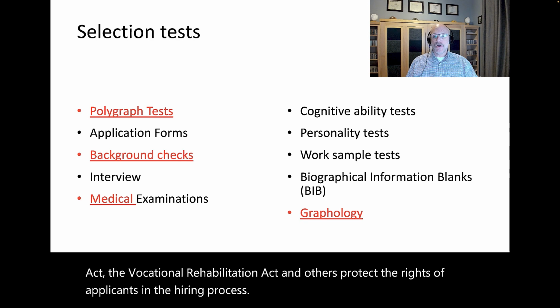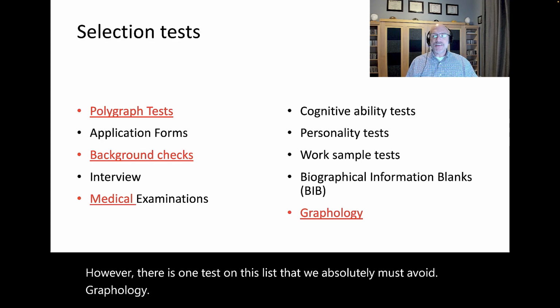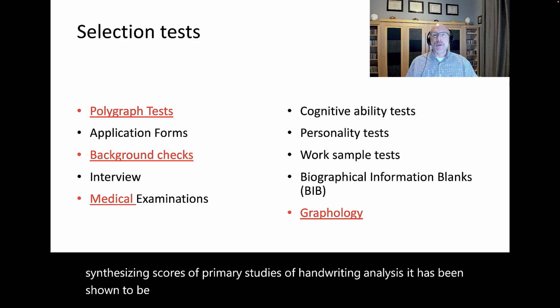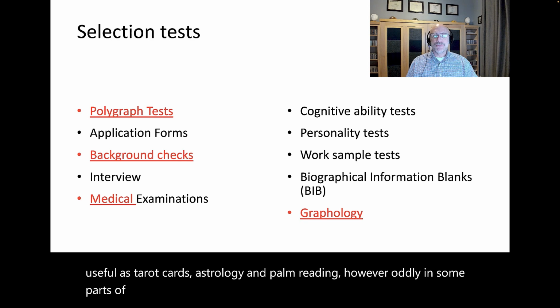However, there is one test on this list that we absolutely must avoid: graphology. This is the analysis of handwriting, and it has been shown meta-analytically, by synthesizing scores of primary studies of handwriting analysis, to be pure and absolute bunk. They predict nothing. They are as useful as tarot cards, astrology, and palm reading. However, oddly, in some parts of France, graphology is still used. Crazy French people. Let's move on.